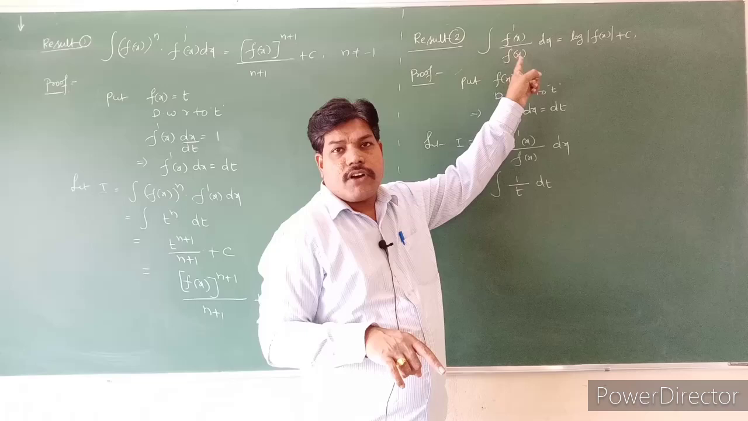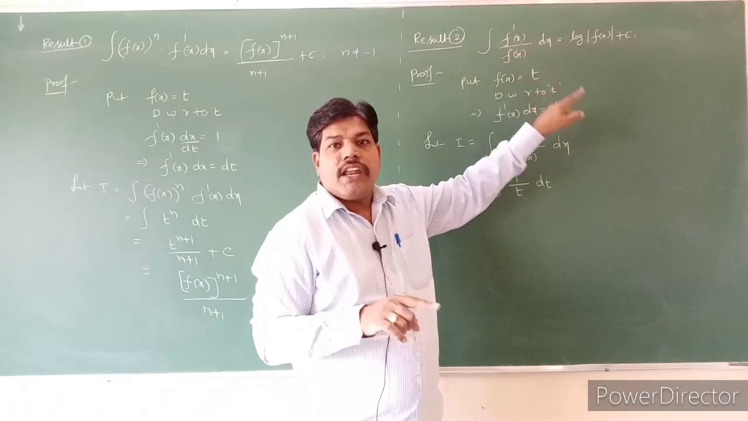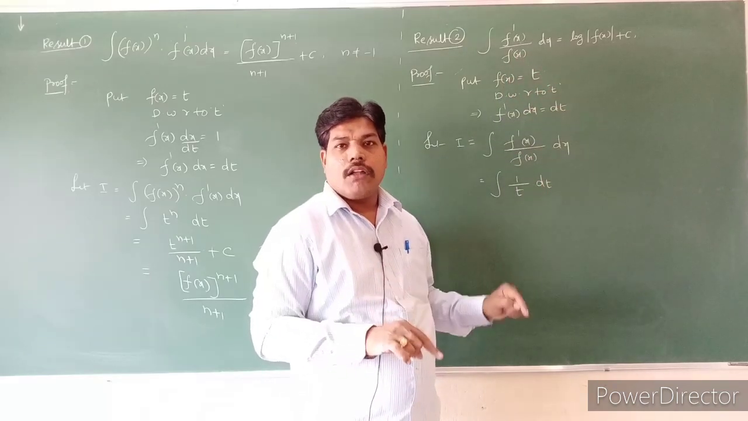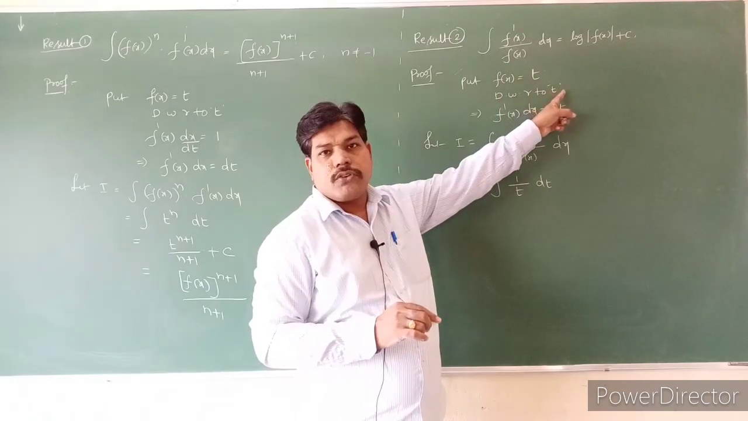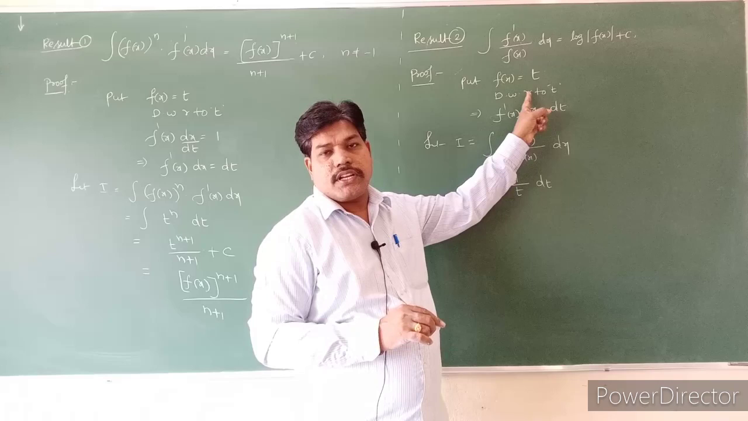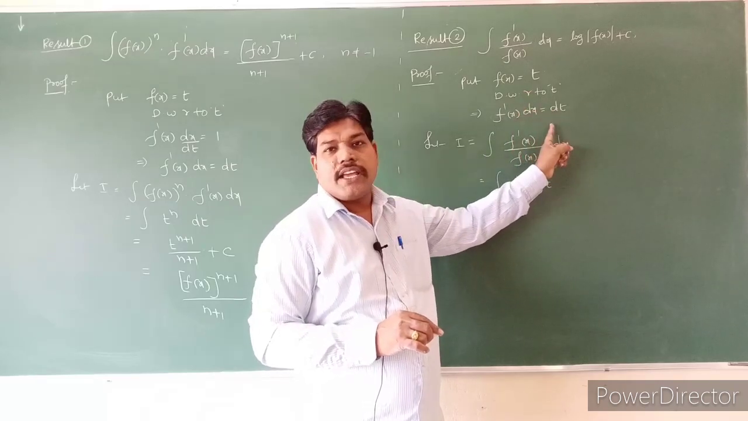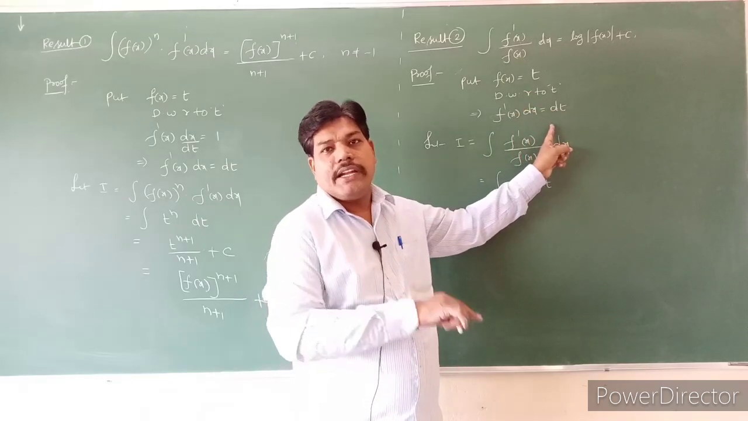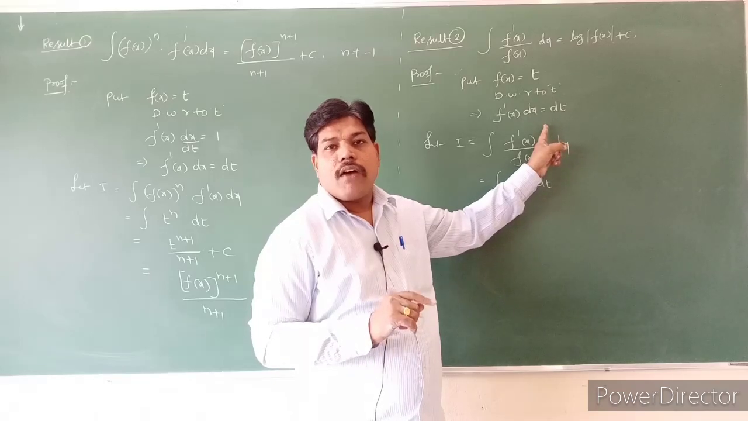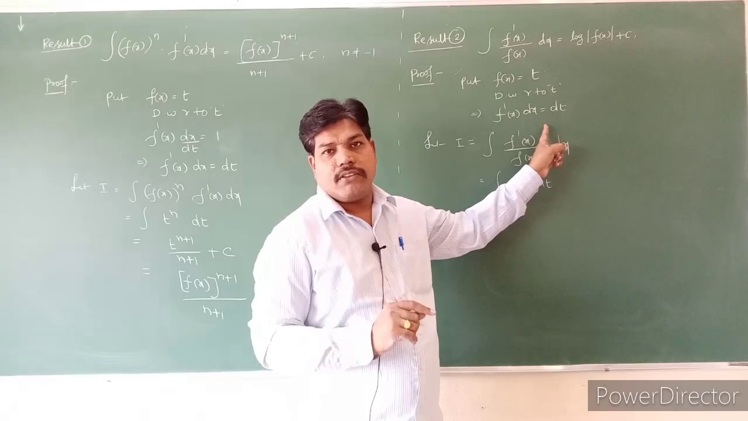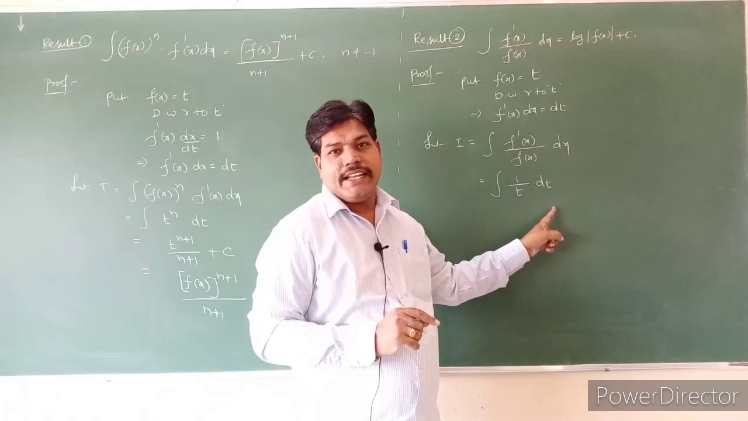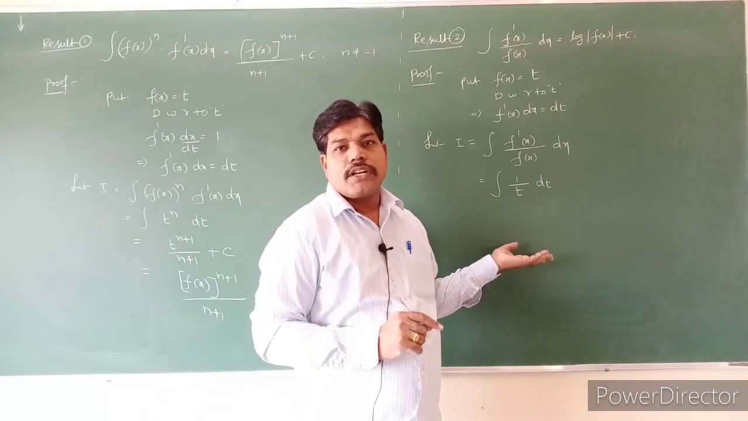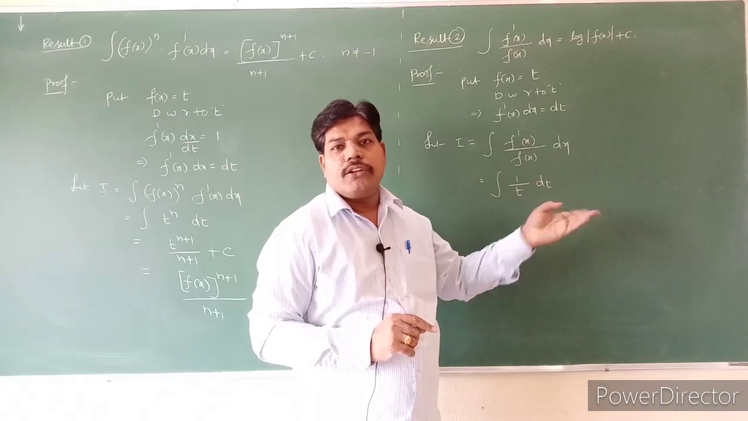What I am telling is, if you are taking some function as t, the derivative of that function is involved in the given integration. So I am taking f of x is equal to t. The derivative of this function, that is f dash of x into dx, is involved in the given integration. So that's why you have to take that function as t. So f dash of x into dx will become dt. The problem is converted to the integral of 1 by t into dt.